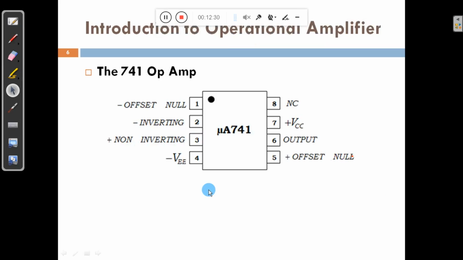Now let us move to the operational amplifier IC. This is the 741 operational amplifier IC. This is an 8-pin IC. Here you can see pin number 1 is offset. Pin number 2 is inverting, where we give the inverting voltage, and pin number 3 is non-inverting. Pin numbers 4 and 7 are minus VEE and plus VCC, and pin number 6 is the output.